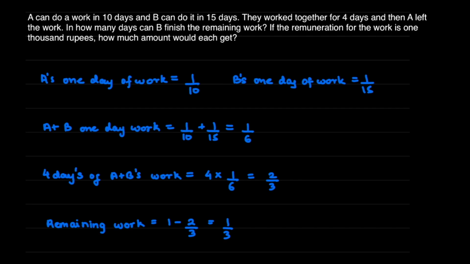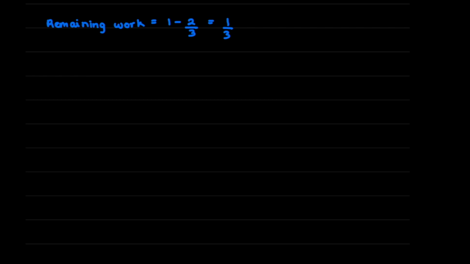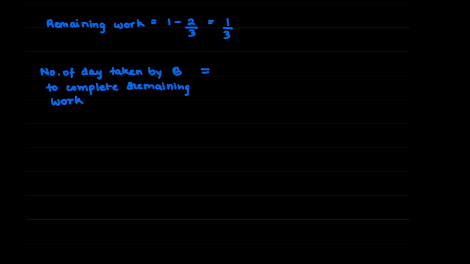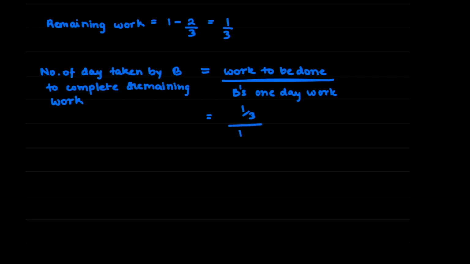So now, following the narrative, B has to finish this remaining work. So now we need to calculate how many days B will take to complete the remaining work. So we'll follow the rule of thumb here, and that would be work to be done divided by B's 1 day of work. We know that both the values are given previously. So work to be done is 1 by 3, and B's 1 day of work is 1 by 15. We solve that to get 15 by 3 or 5. So B will take 5 days to complete the work.